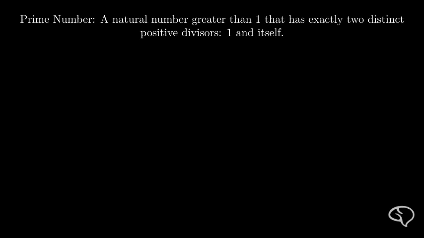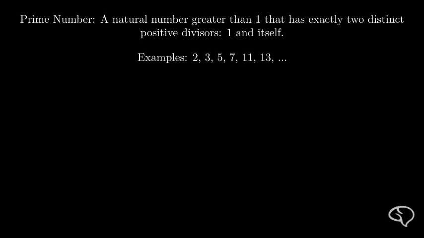The number 2 is prime because its only divisors are 1 and 2. The number 3 is prime because its only divisors are 1 and 3. The number 5 is prime because its only divisors are 1 and 5. The number 7 is prime because its only divisors are 1 and 7. So, 2, 3, 5, and 7 are all prime numbers. Notice that 2 is the only even prime number.